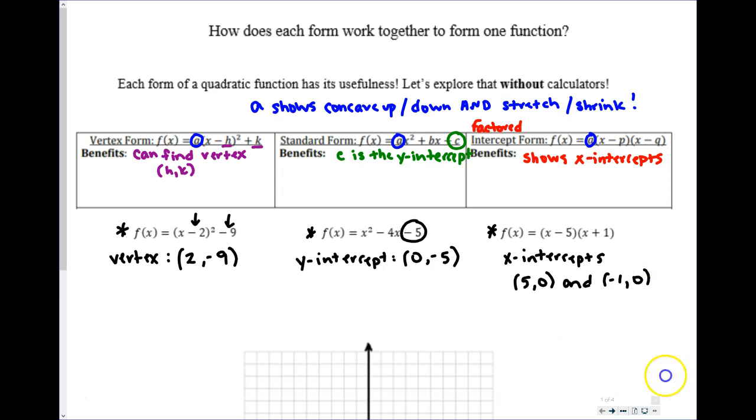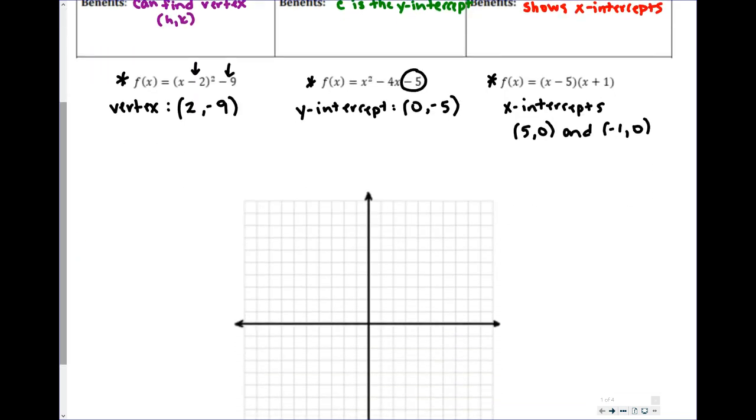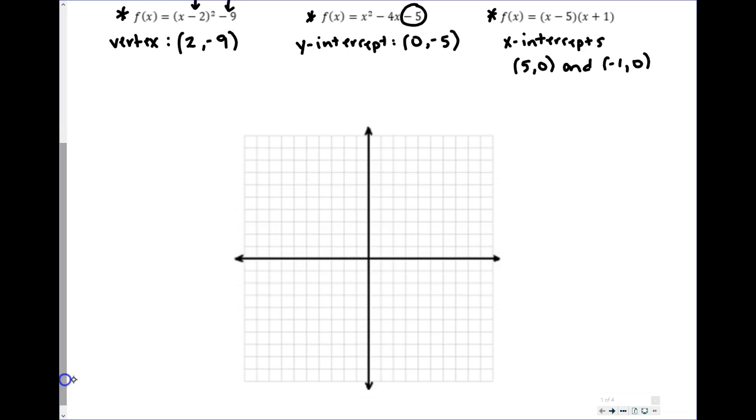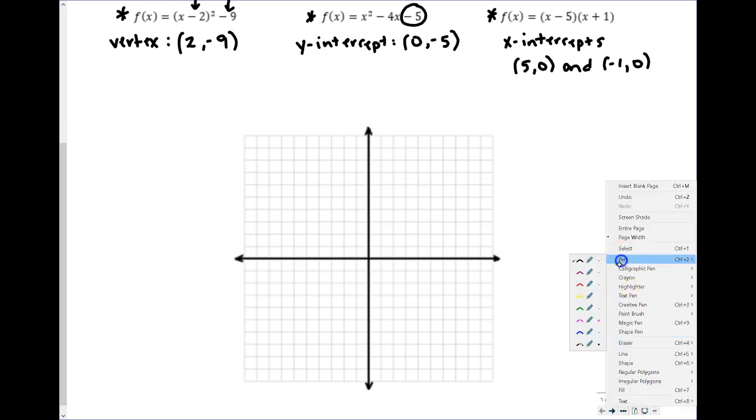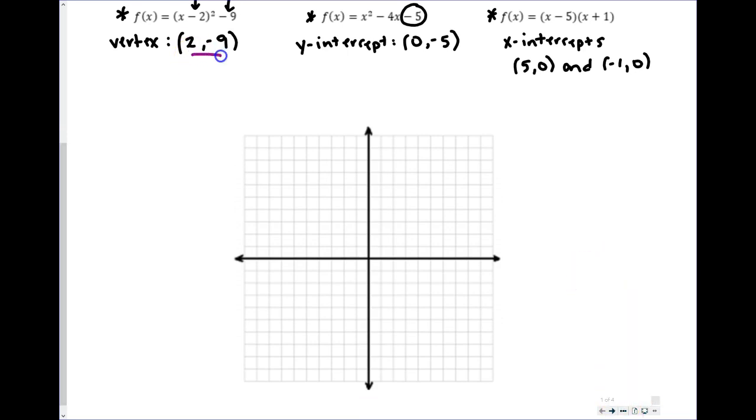So now I've got a lot of points I can plot, right? And I didn't have to use my calculator at all to plot a bunch of these. So I'm going to go ahead and take these points here, and I'm going to go ahead and plot them. So the first thing I'm going to plot is my vertex way up here. So that's 2, negative 9. So 1, 2, 1, 2, 3, 4, 5, 6, 7, 8, 9. There's where 2, negative 9 is.